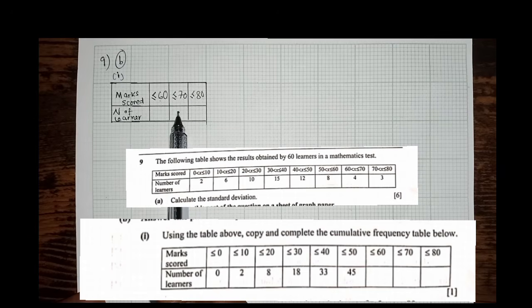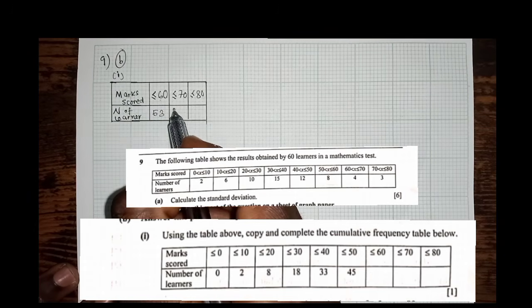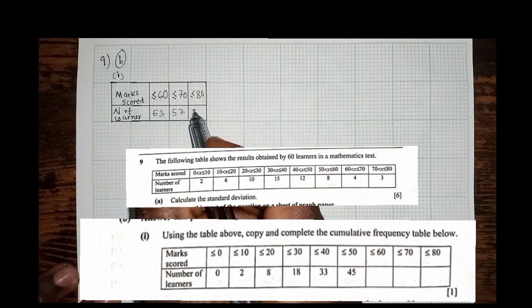I need to find the missing numbers, and the missing numbers here are 53, 57, and 60.